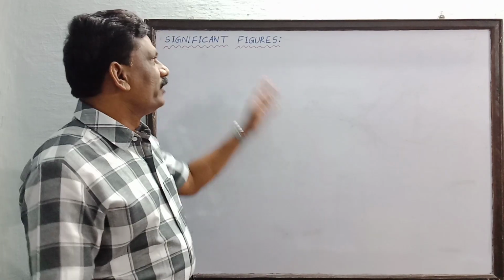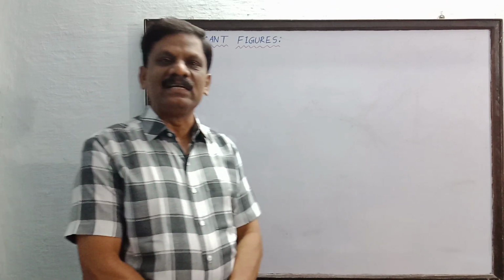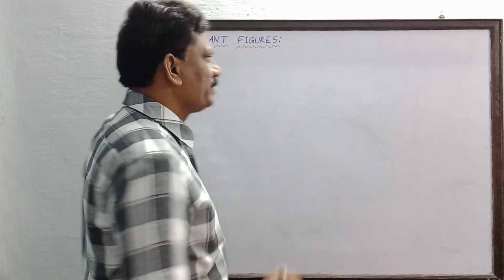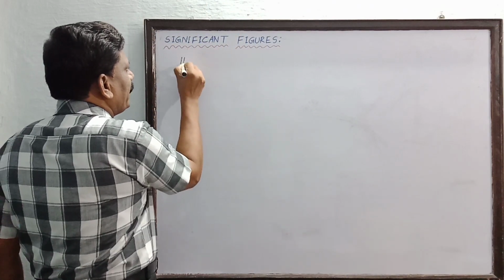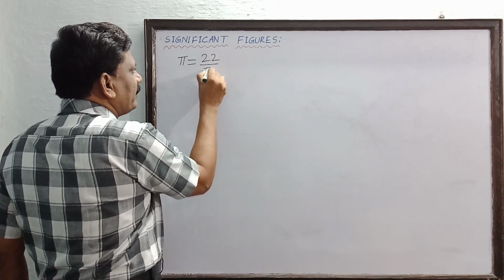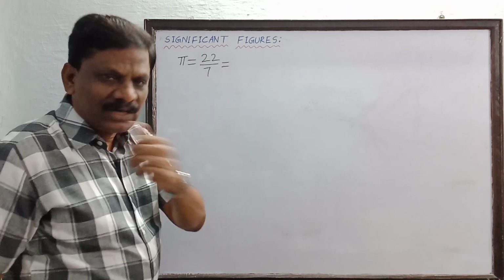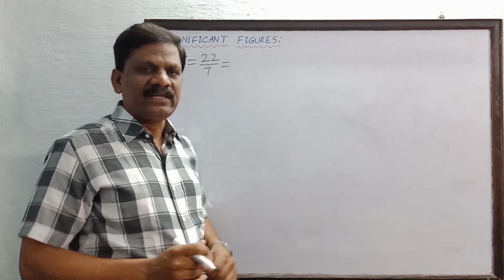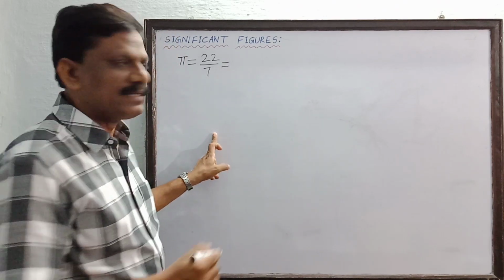Students, today we are going to discuss significant figures in a number. Okay students, what is the value of the mathematical constant pi? That is the question first. So I will take the symbol, mathematical constant pi. It is equal to 22 divided by 7. You take a calculator and find this ratio, 22 by 7. What is the value? Let us see.